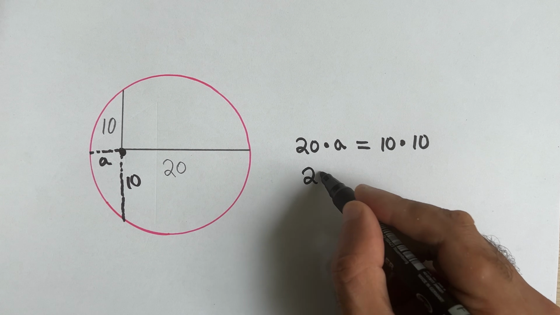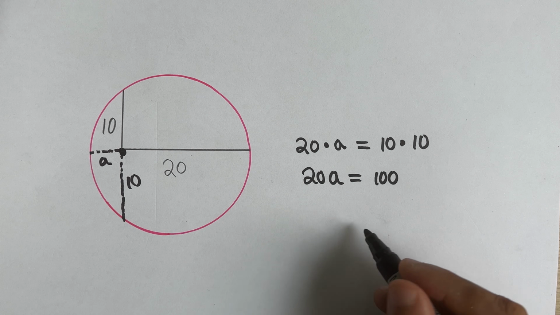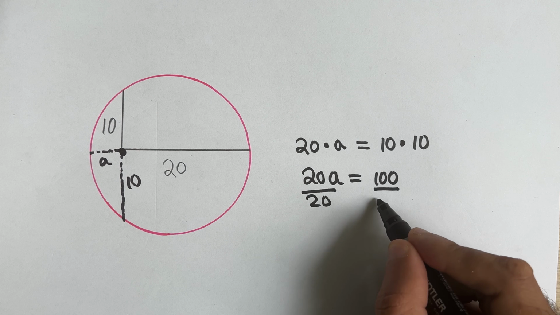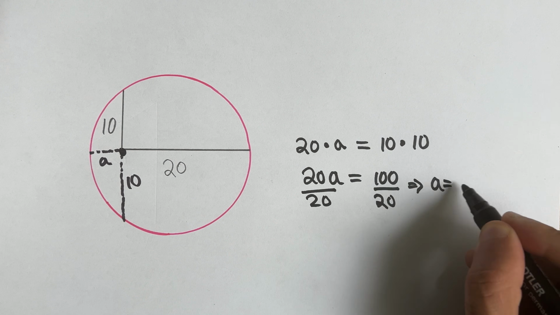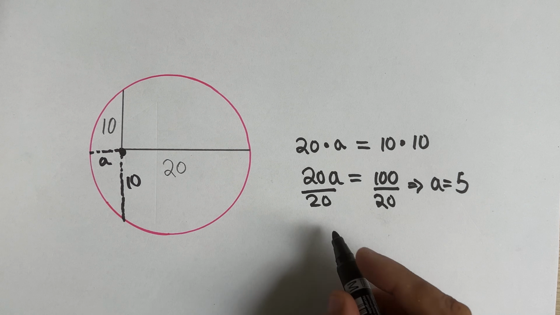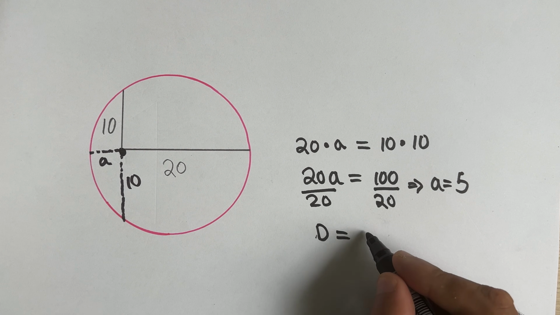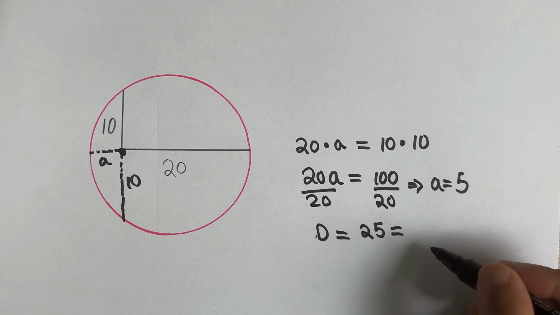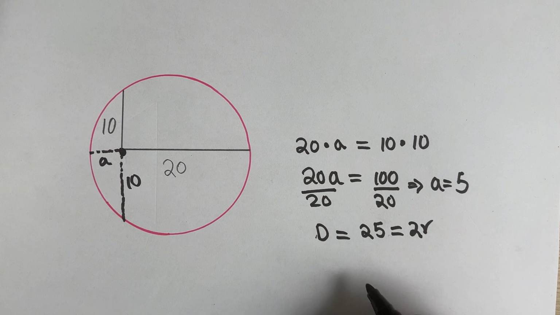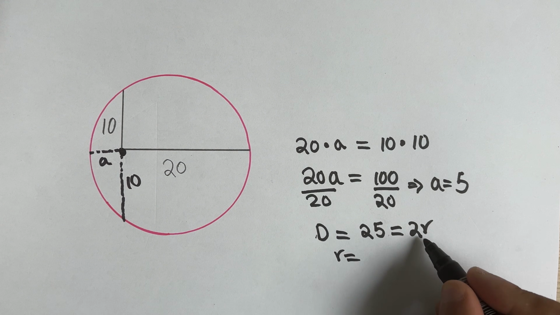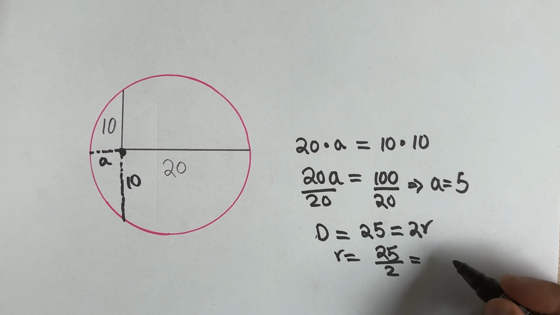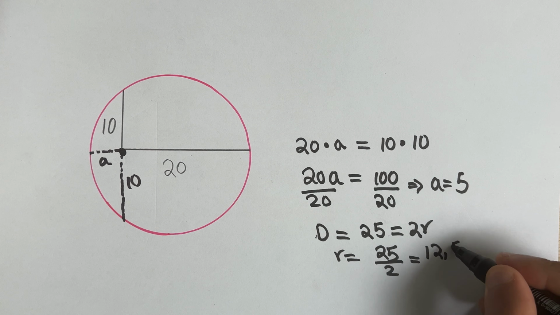So we get 20A equal to 100. To find A, we need to divide by 20 on both sides, and that gives us that A needs to be 5 unit. But we know that A plus 20 is the diameter, right? That means the diameter of our circle is 25 unit. We also know that diameter is 2 times the radius, so this is the same as 2R. To find the radius now, we take 25 and divide it by 2, and that will give us exactly the same value which we found in method 1, and that is 12.5 unit again.